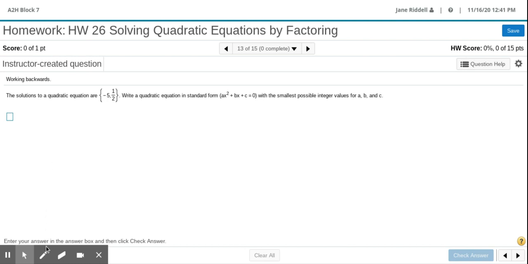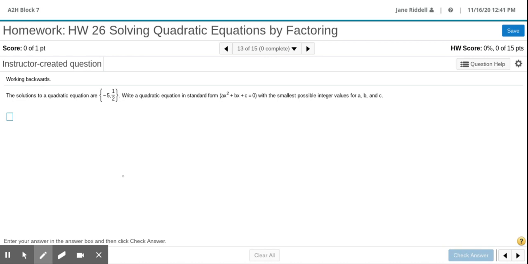Hello everyone, this video is to help with homework 26, the last 3 questions, which is where you are working backwards. You're given the solutions and you need to write the quadratic equation that, if you were to solve, you'd come up with those solutions. So I'm going to do number 13, and then number 14 will be basically just like it, and then I'll talk you through just a little bit of how to do problem number 15.